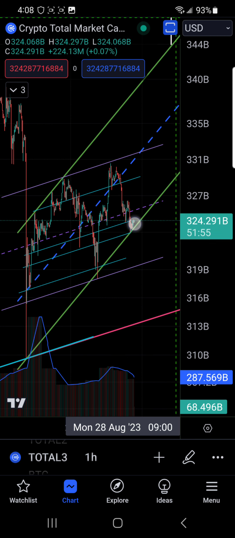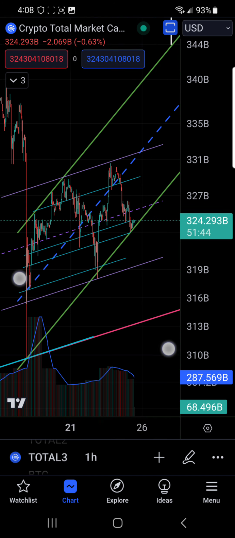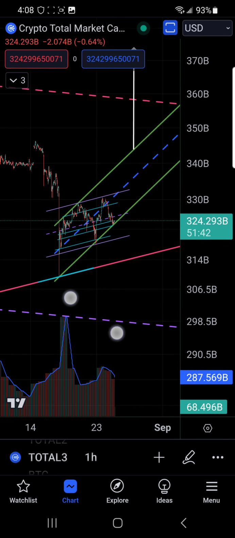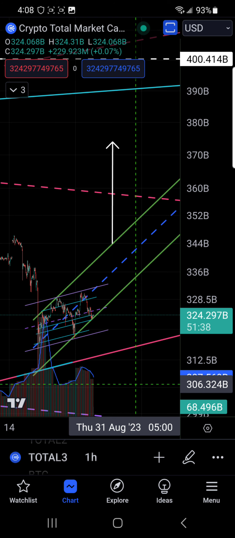So hopefully we will continue right up here in the green today. I think that's what's going to happen after Powell speaks. We'll head right back up here, and then possibly where the arrow is pointed.